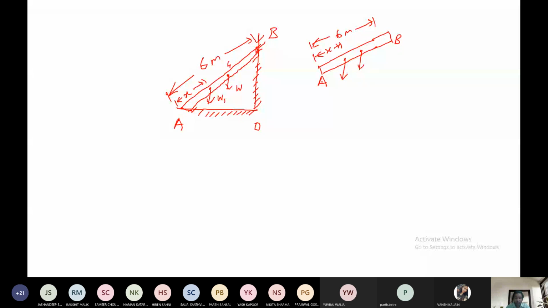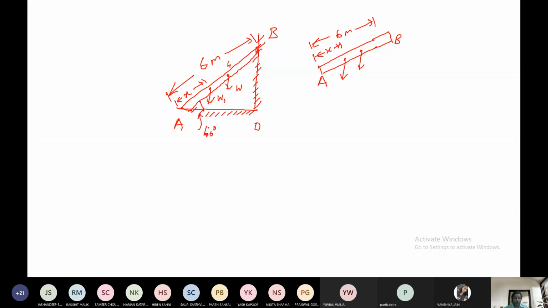A 6-meter long uniform ladder having weight 300 Newton is placed against a vertical wall. Its inclination with the ground is 60 degrees. You can see the inclination here. I had forgotten to mark the inclination here. Inclination with the ground is 60 degrees.